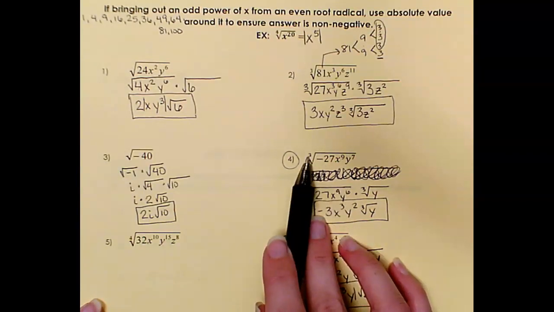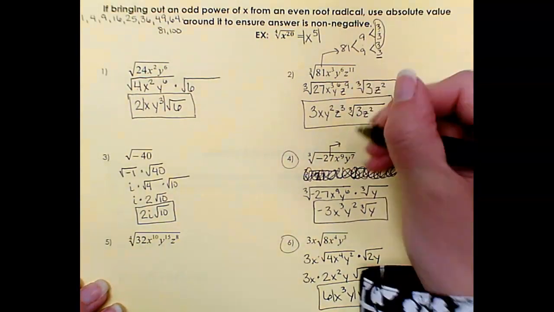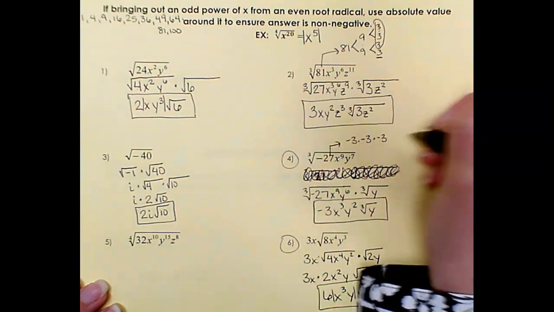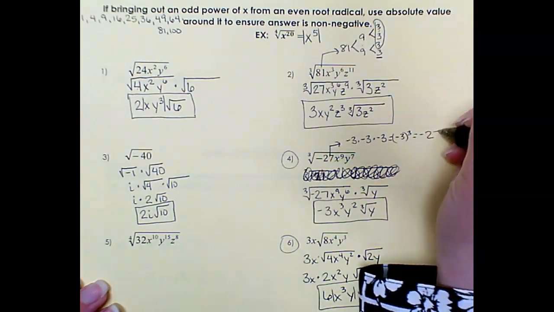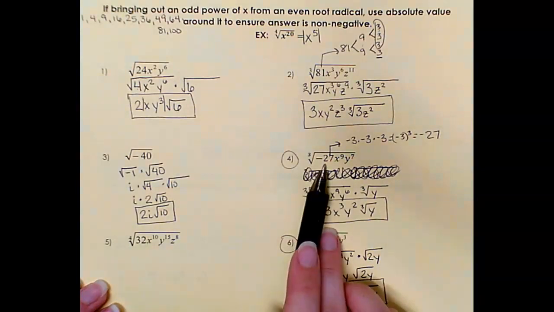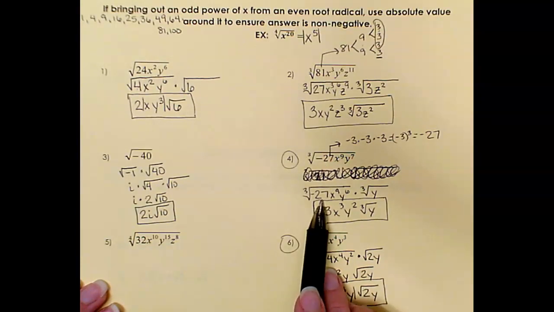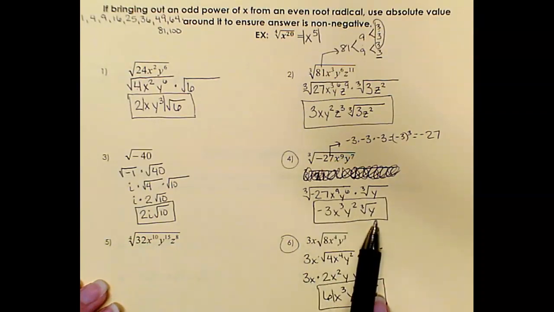And the cube root of a negative can happen because I can have -3 times -3 times -3, which is -3 cubed, and that equals -27. So it's possible for me to have a negative radicand under a cube root. So that is a perfect cube. I take out my perfect cubes here. Here's my leftovers. Check your answer.